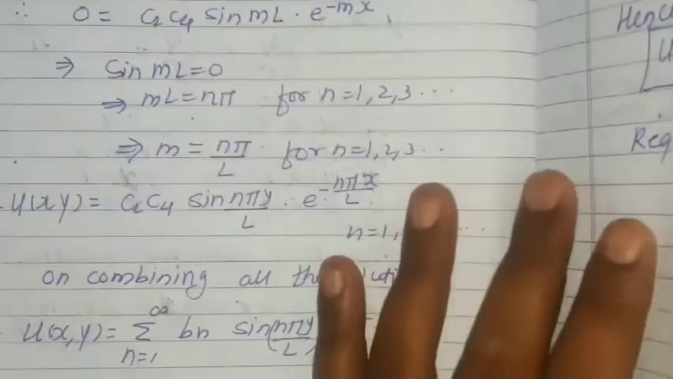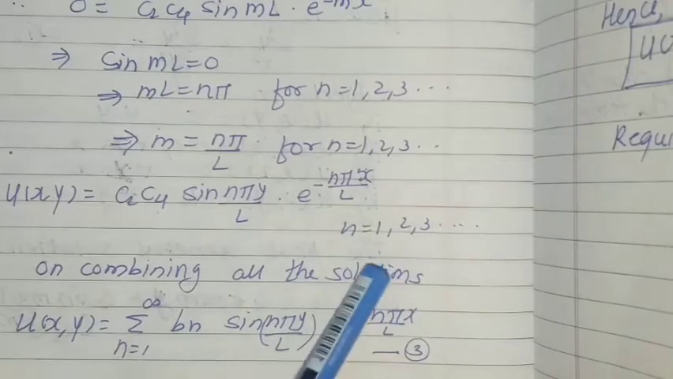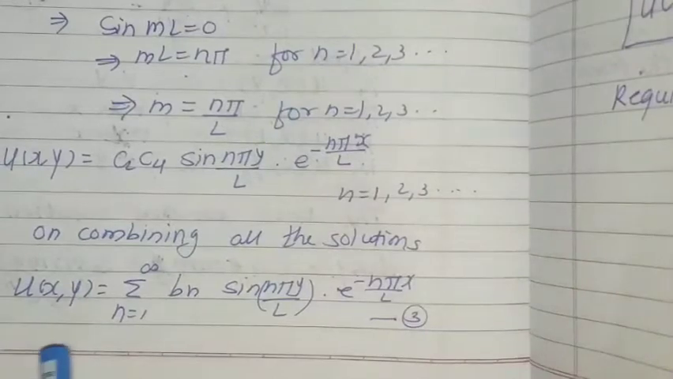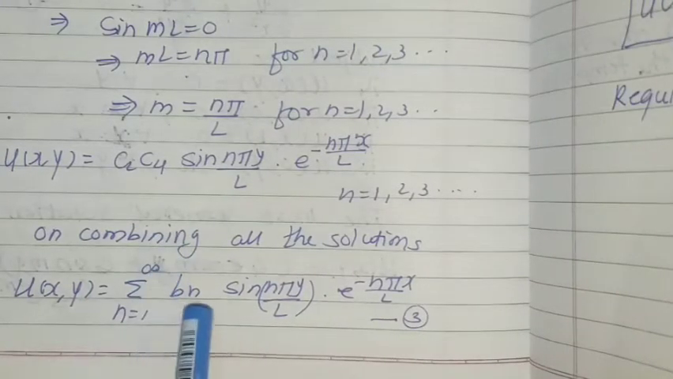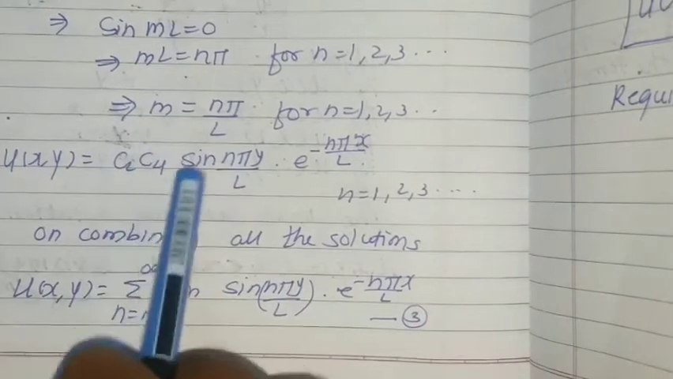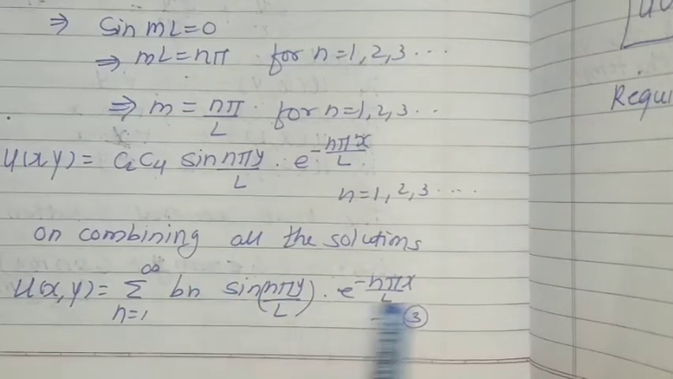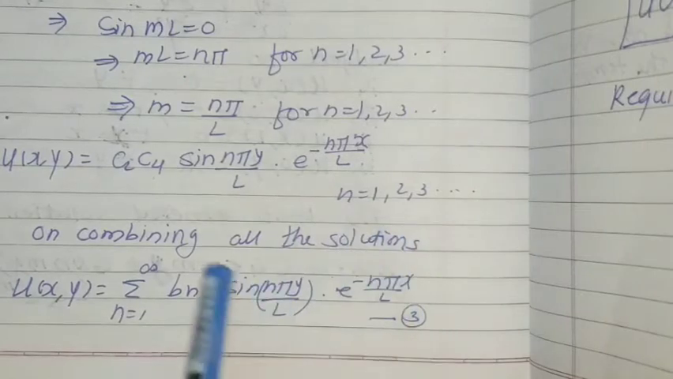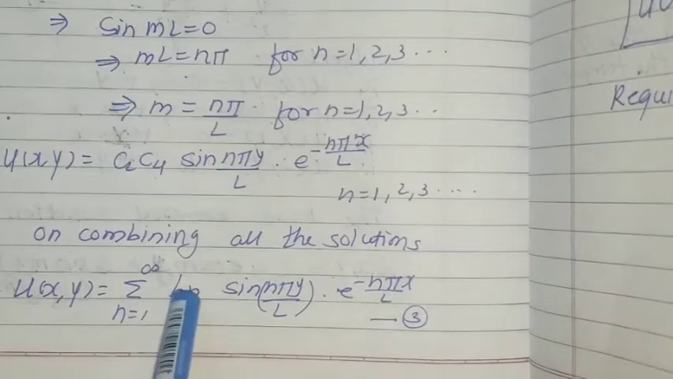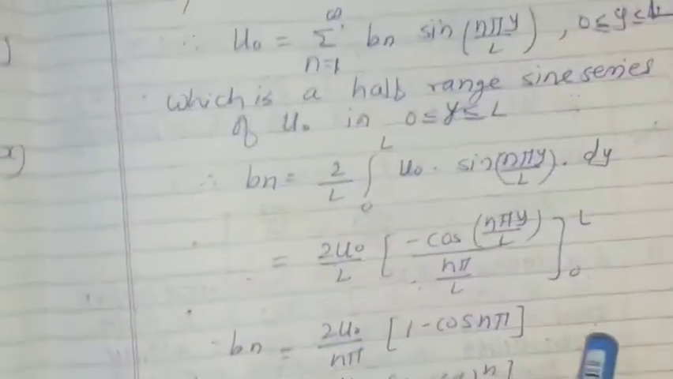Now after the use of the third condition, we get this series. After combining all these solutions which are from n equal to 1 to infinity, after adding all of them, we get a series: u of x comma y equal to summation n ranges from 1 to infinity of bn sin n pi y by l into e raised to minus n pi x by l. Here the coefficient has been replaced by bn, which is a new constant. Now only this constant remains to be calculated. Let us give this equation number 3. After calculating this constant bn by making use of the last condition, we will replace that constant value here and we will get our required temperature. Now let us do the calculation for that bn.